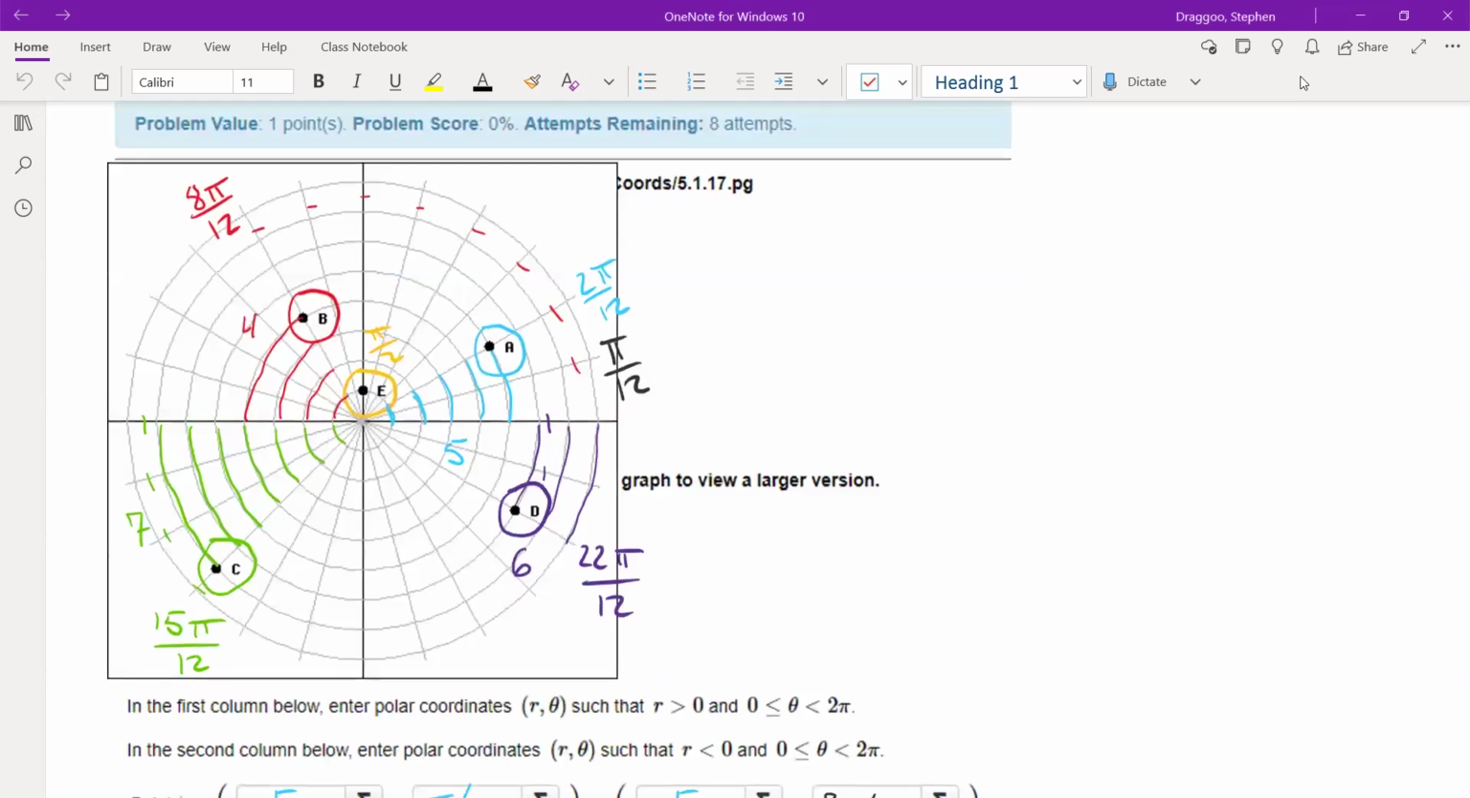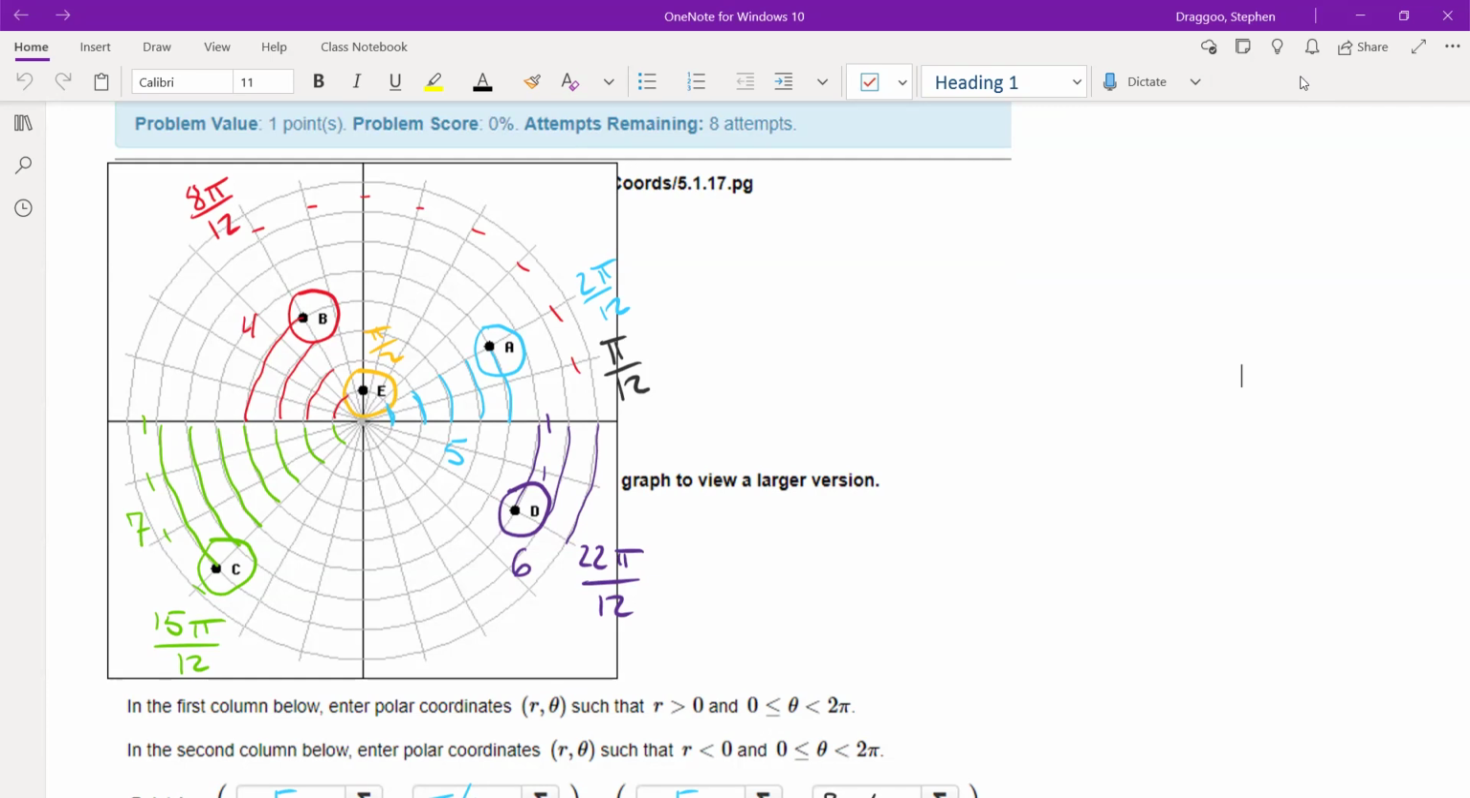As I was just going over, this blue point A in polar coordinates is at the coordinate point (5, pi over 6). 5 because it's 5 away from the origin. Just count 5 circles out from the origin to get to point A. And it's at an angle of pi over 6. I count to the second tick mark, it's 2 pi over 12, and that reduces to pi over 6.